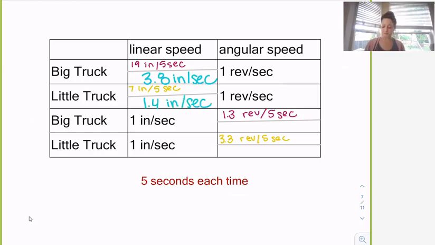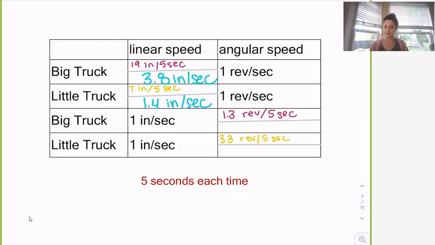Okay, so let's think about that. When they had the same angular speed, the big truck went faster than the little truck in terms of linear speed, right? So why do you think that was? Yeah, that's because of the radius. Okay, now conversely, let's take a look at when we held the linear speed constant.